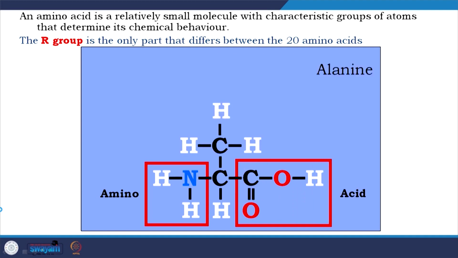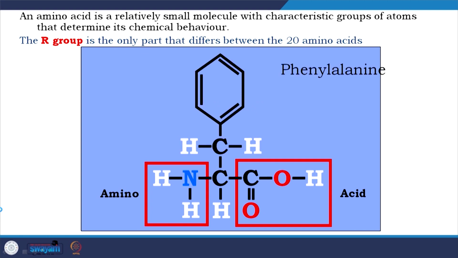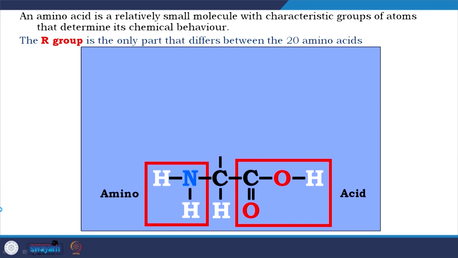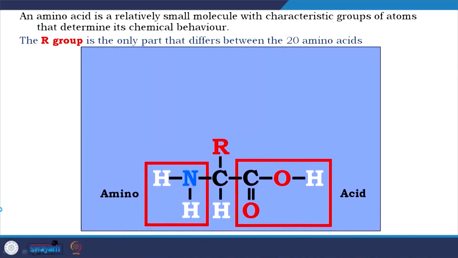So, as I told, there is an amino group, there is a carboxylic group, and then the R. As I showed earlier, you could have a hydrogen, which is glycine, a CH3 group, which is alanine, 2 CH3 groups, which is valine, a sulfur CH2SH, which is cysteine, a CH2 aromatic ring, which is phenylalanine, and they are called R. As you know from mathematics, we call an unknown entity X. Similarly, in an amino acid, the unknown part which designates a unique amino acid is denoted as R. So, an amino acid is a relatively small molecule with a characteristic group of atoms that determine its chemical behavior. The R group is the only part that differs between the 20 amino acids.